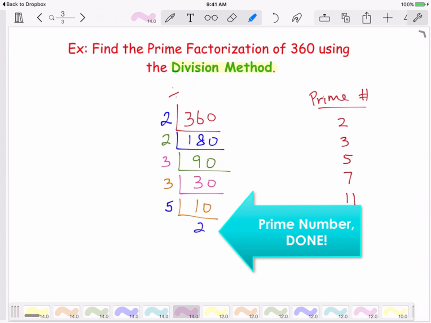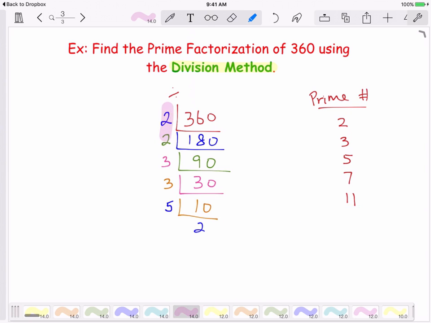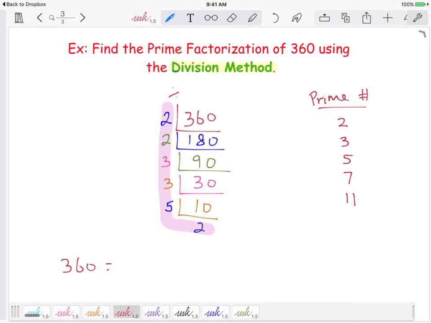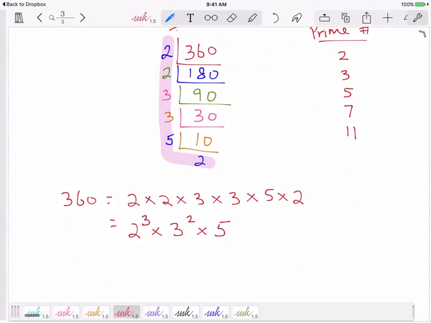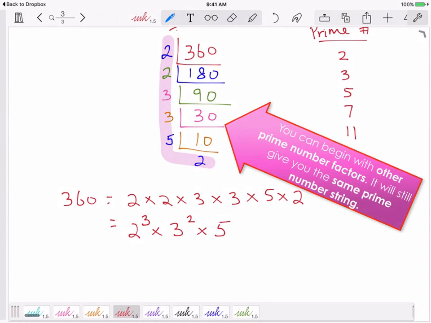So the prime factorization of 360 are all the prime numbers in the list, which are 2 times 2 times 3 times 3 times 5 times 2. And just like the factor tree method, you can begin with another prime number of your choice and you will still end up having the same answer.